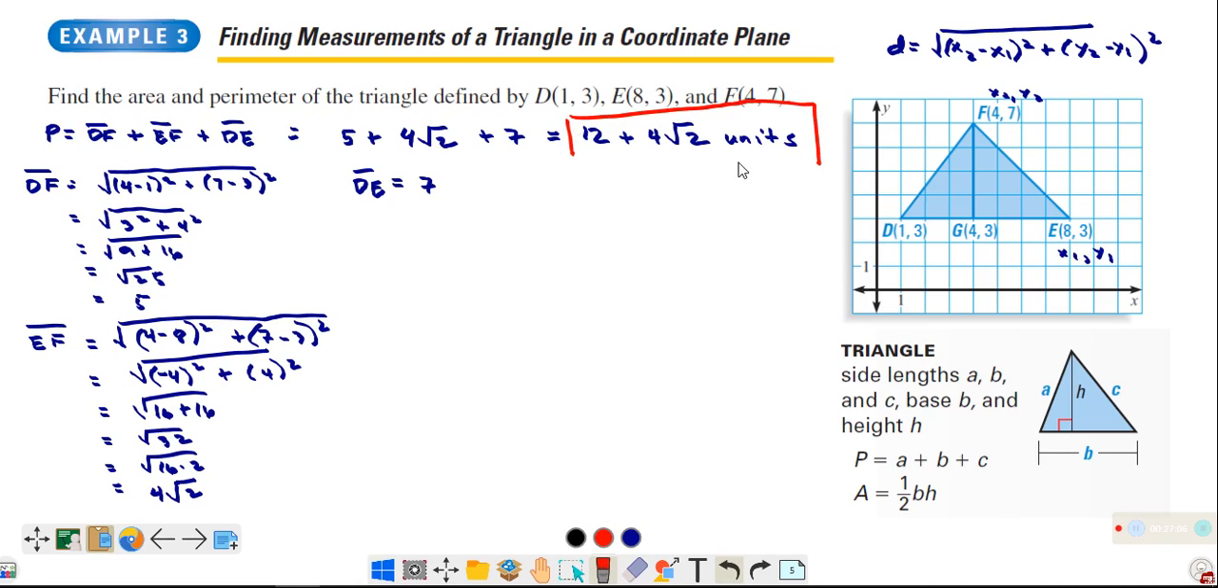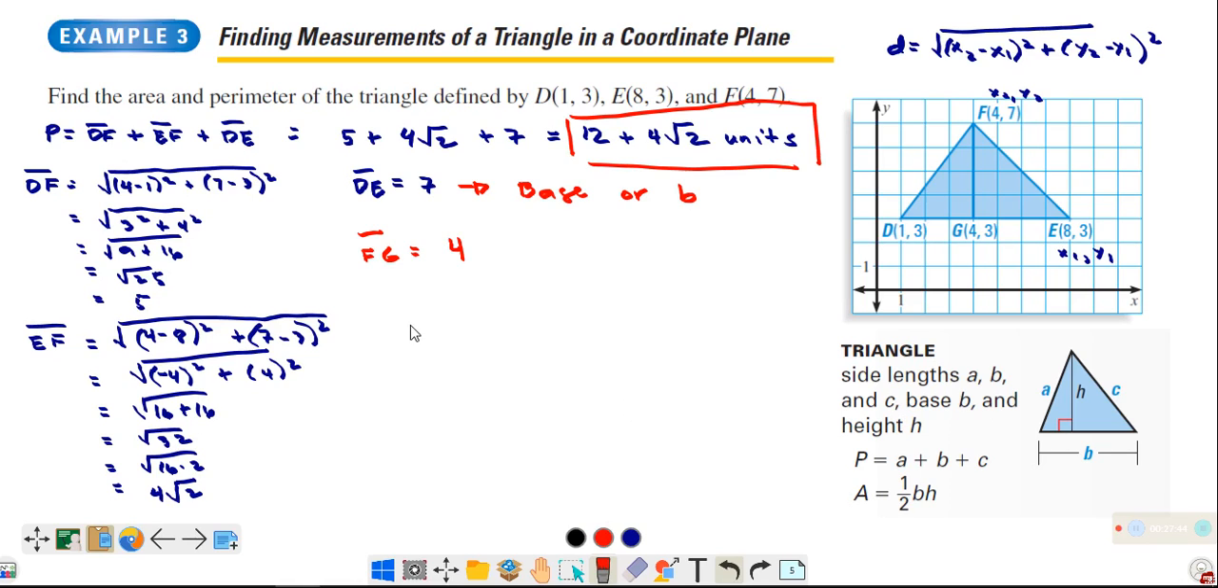Yan, si perimeter. Kunin naman natin si area. Si area, dalawa lang yung kailangan natin. Ito, which will serve as our base or our B. Tapos si FG or GF. So, we have here FG, which is equal to, since pareha sila ng abscissa or x-coordinate, 4 minus 4, it will be 0. Focus na lang tayo dun sa magkaiba. So, 7 minus 3 is 4.